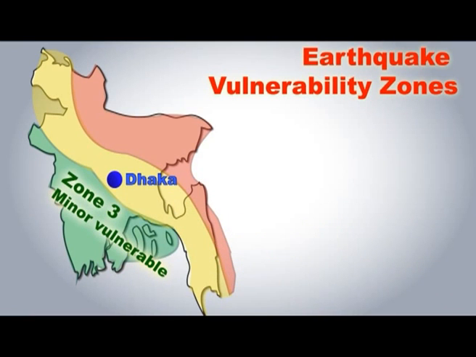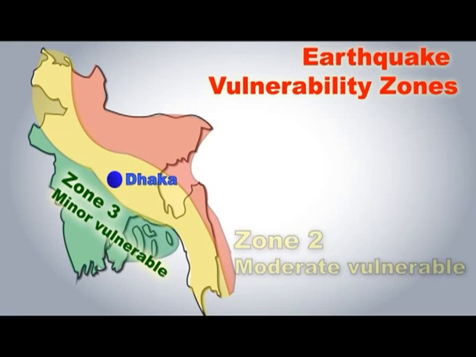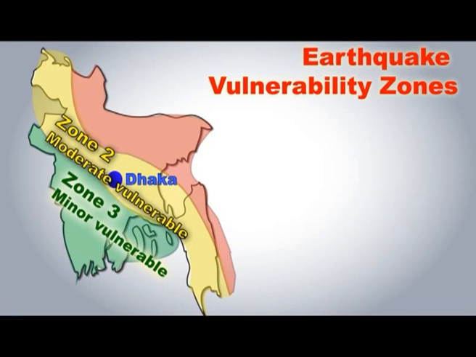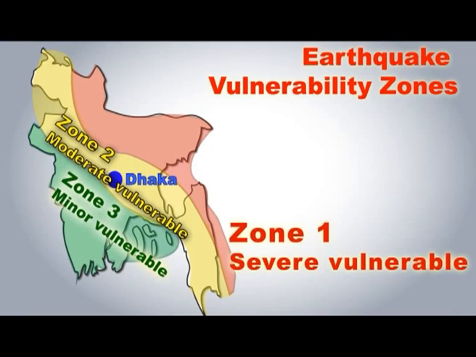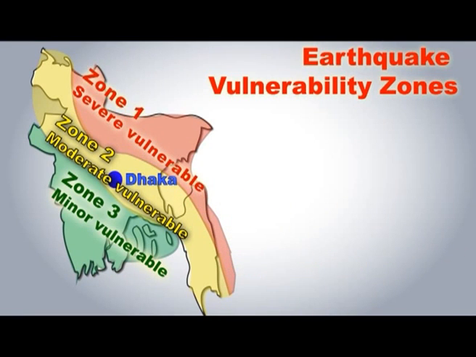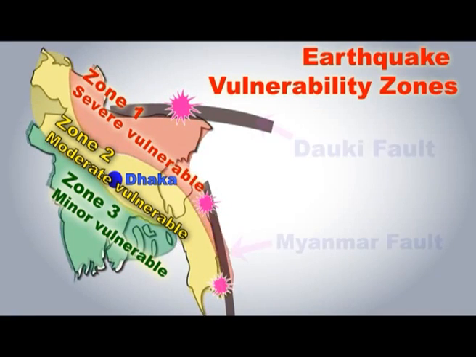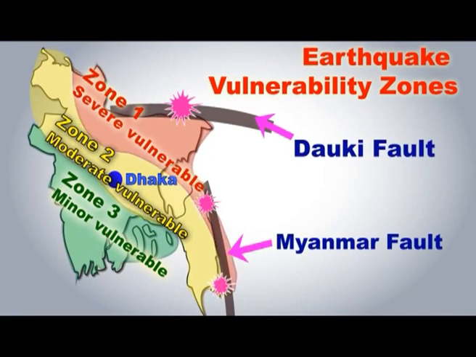Then we have central part of Bangladesh where Dhaka is yellow. This means it is zone 2 or moderately vulnerable area. The northern and eastern part of Bangladesh is zone 1 and is colored red, which means it is a zone of high seismic risk. Most of the earthquakes happen in and near this area because it is near the 2 fault lines, which are Dauki and Myanmar faults.